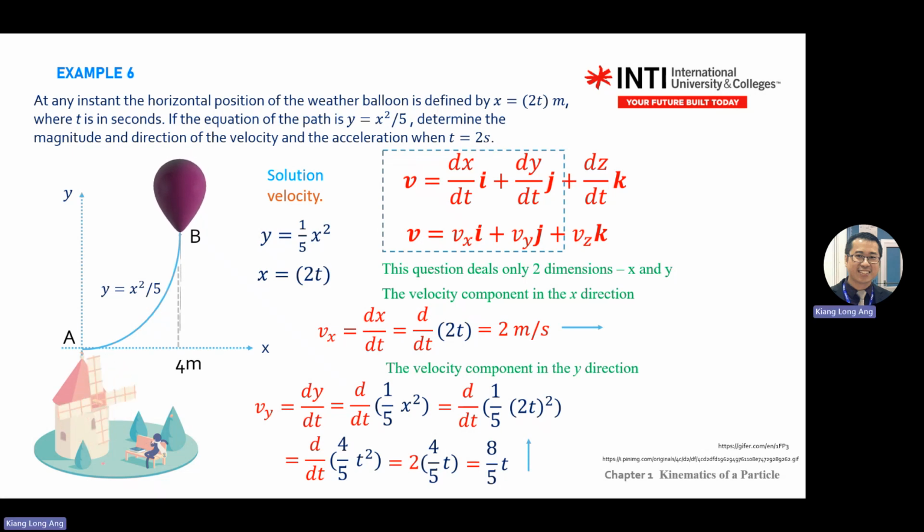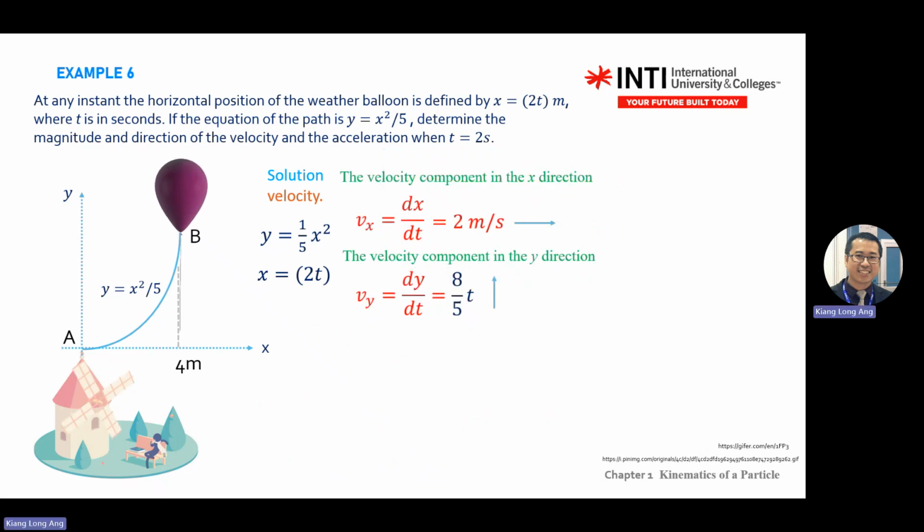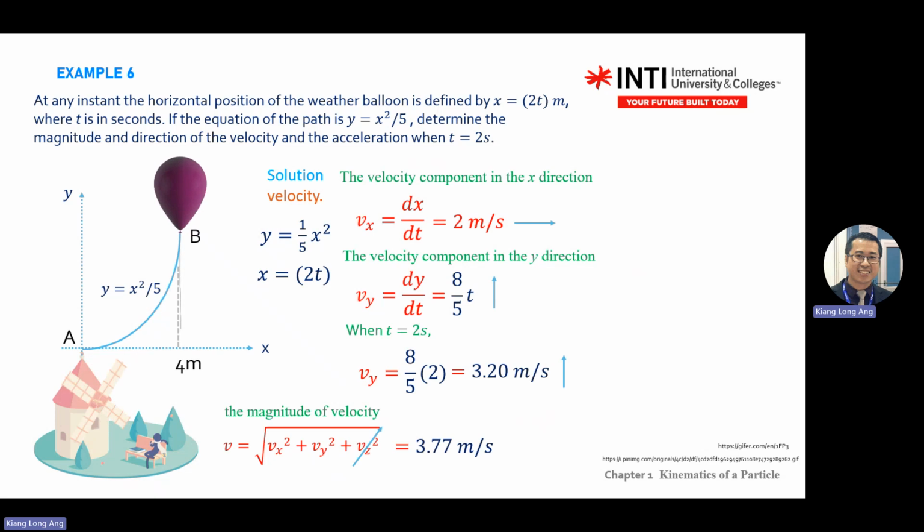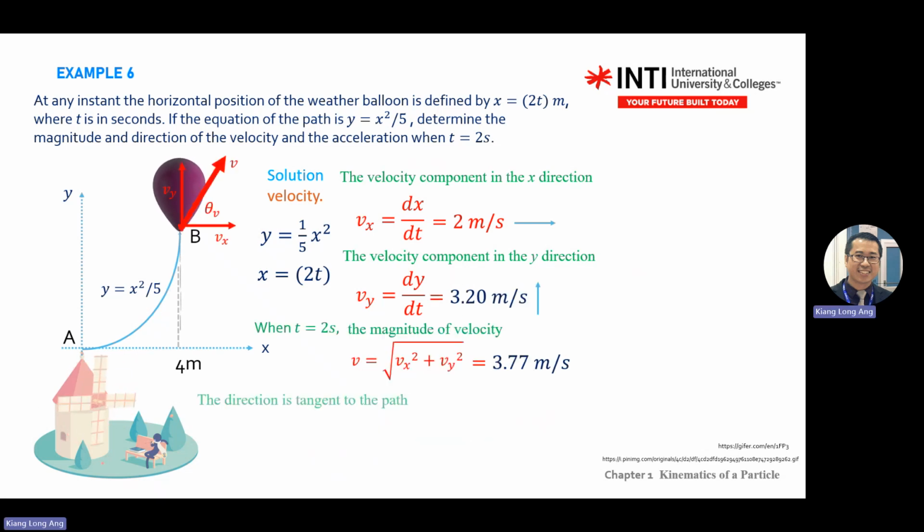Okay. All right. So he asks what happens when the time equals 2 seconds. You just substitute inside there. For Vy, you'll get 3.2. And then I go very fast. How to find the magnitude? Not magnitude, direction.